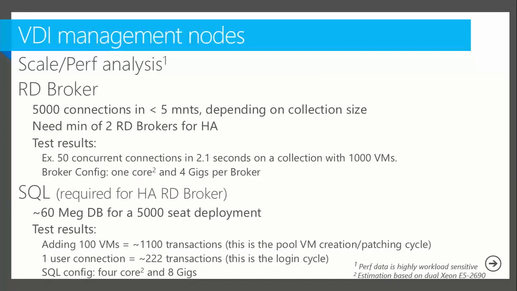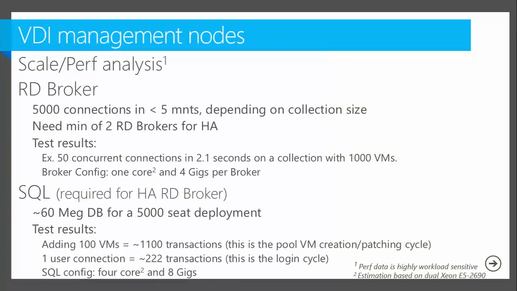The RD broker, we can handle 5,000 connections in less than 5 minutes. Depending on the connection size, it can be a little bit lower, a little bit higher. You need a minimum of 2 RD brokers to have an HA solution. The SQL is the backend. It really does all the work.